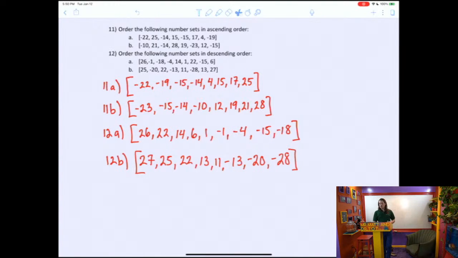There we go. So your teacher can present these ordered sets in many different options. They can use words to describe them in least to greatest, in ascending versus descending, increasing versus decreasing. So you need to make sure that you're comfortable with all of those vocab terms.